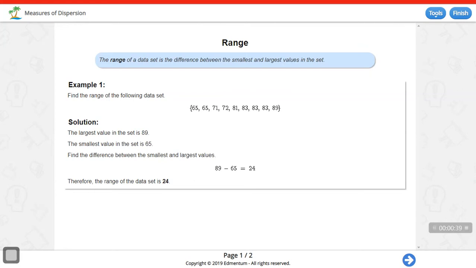Let's just start with this first one here, looking at just what range is. The range of a data set is the difference between the smallest and largest values in the set. How far does it go from one to the other? Find the range of the following data set.